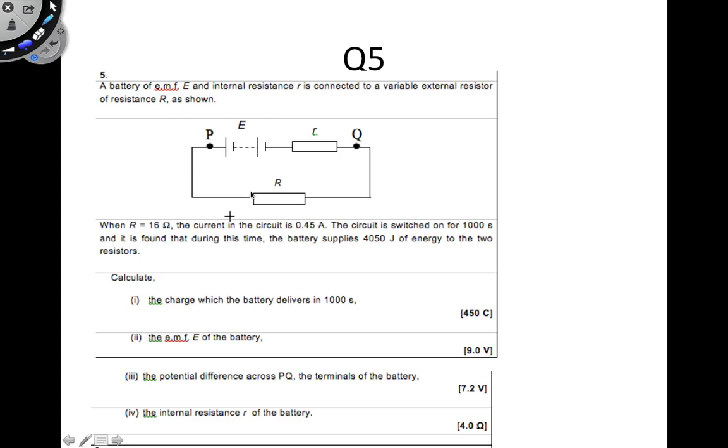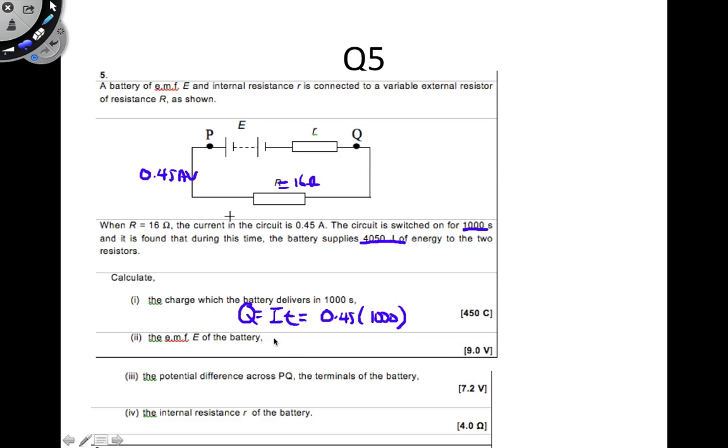So when I set this up, let's set this to be 16 ohms. Current is 0.45 amperes. I switch this on for 1000 seconds and I supply 4050 joules of energy in the system. Calculate the charge which the battery delivers. This one is purely just charge equals current times time. So it is 0.45 multiplied by 1000 seconds and you get 450 coulombs.